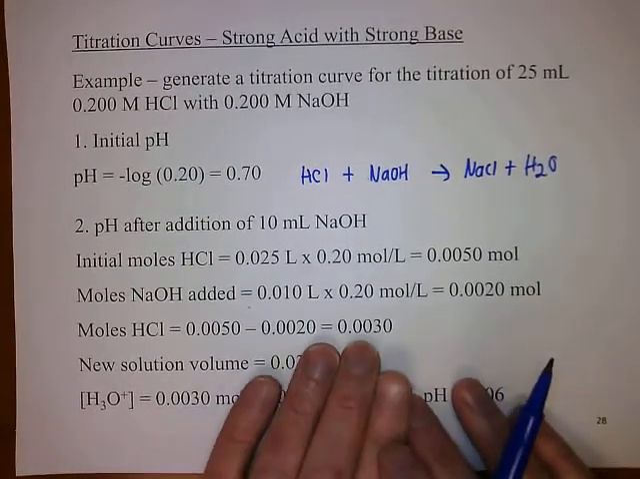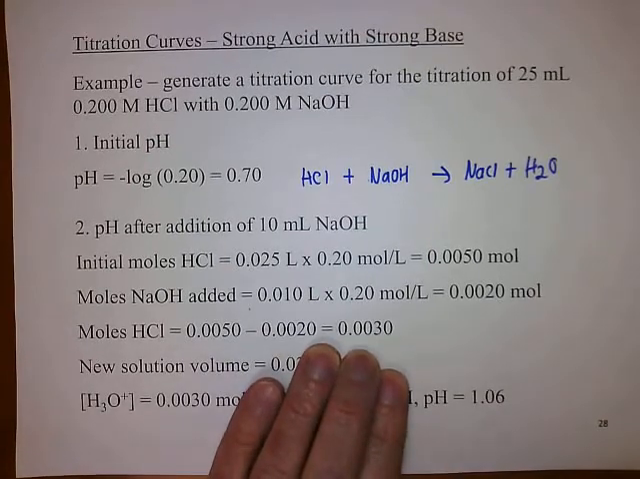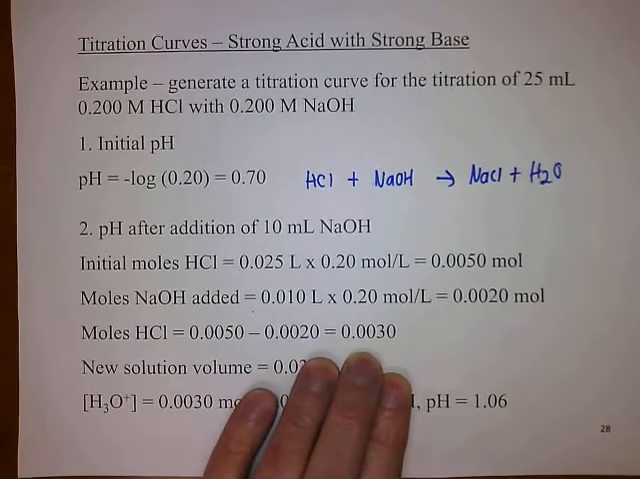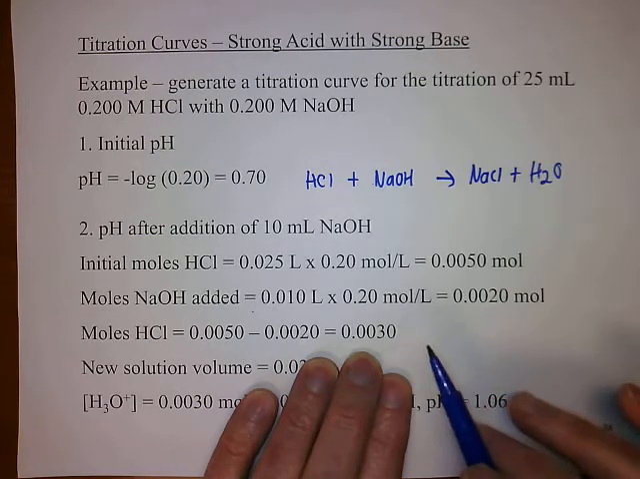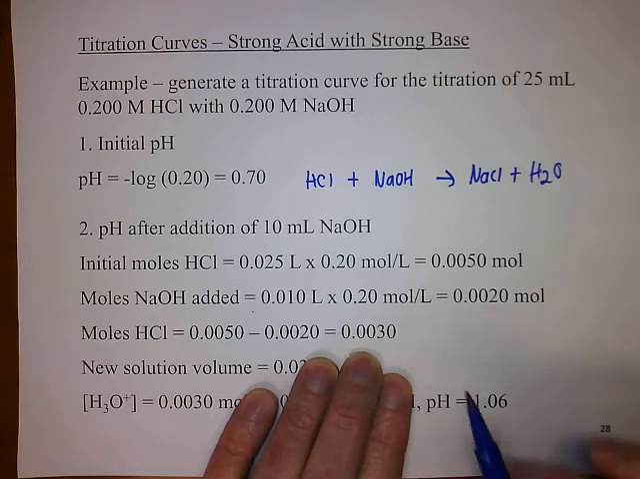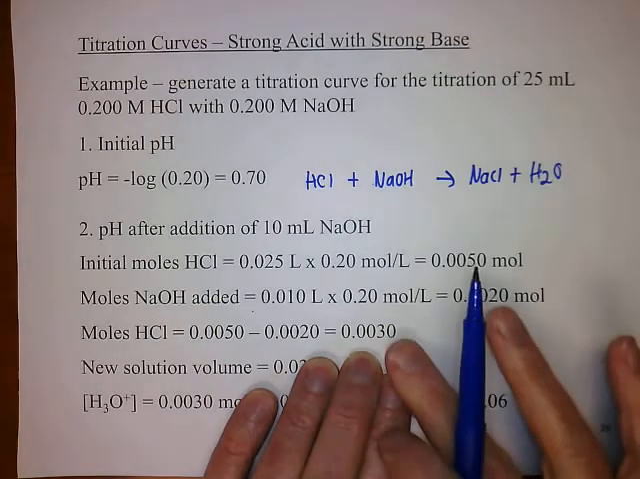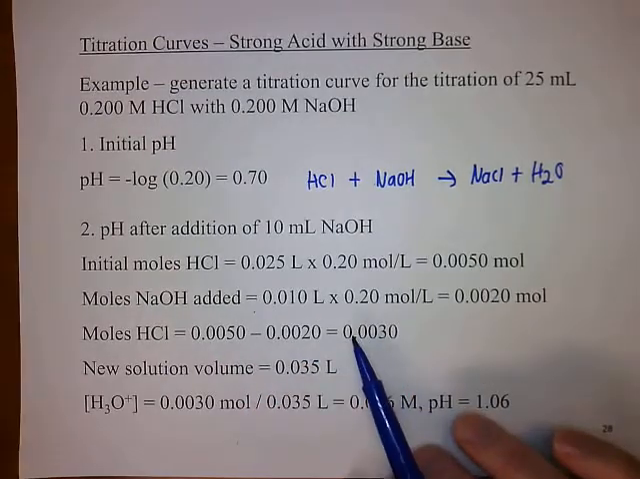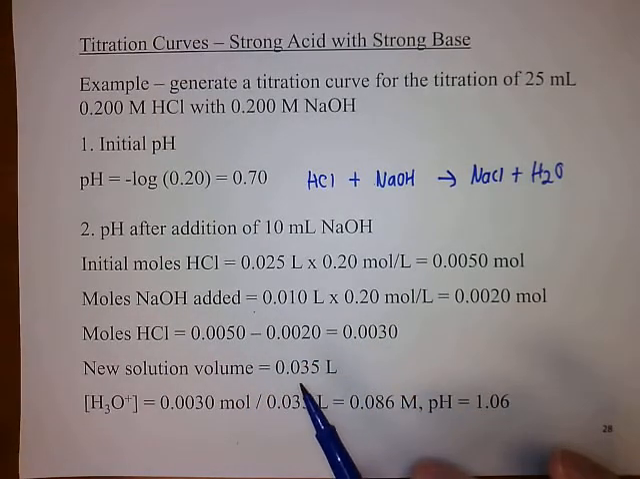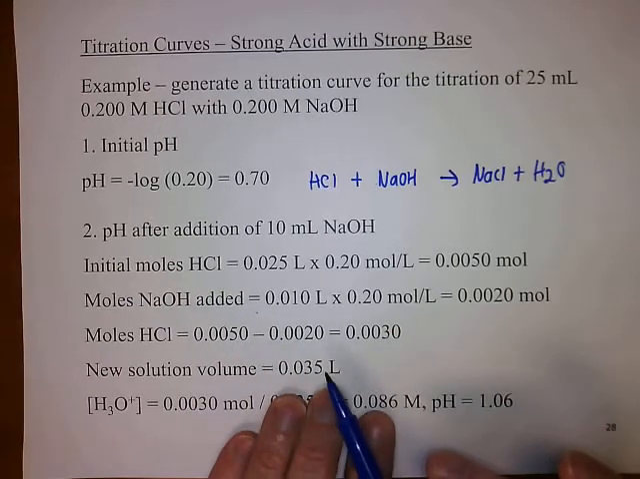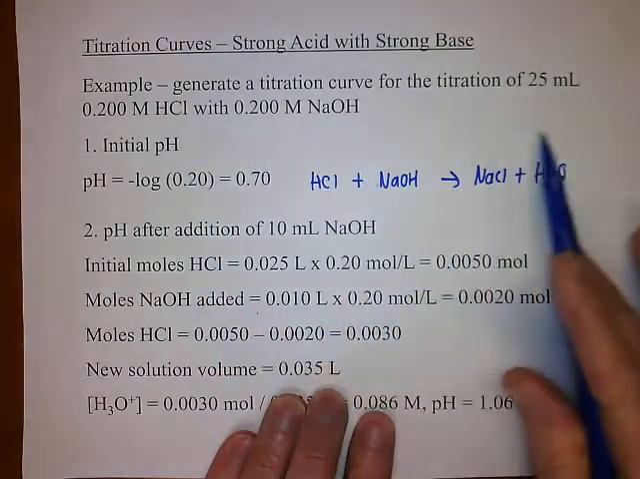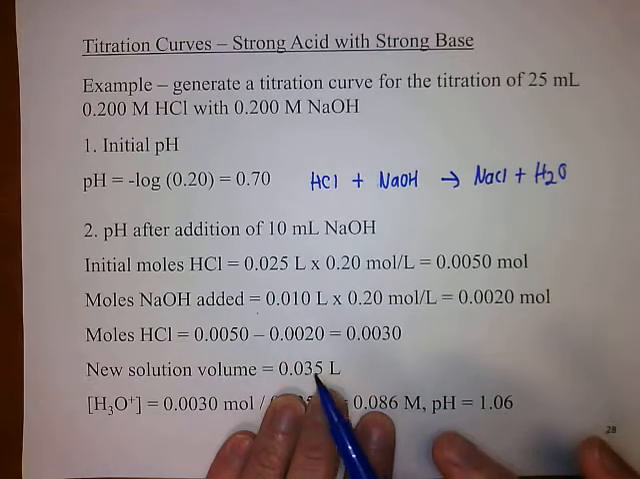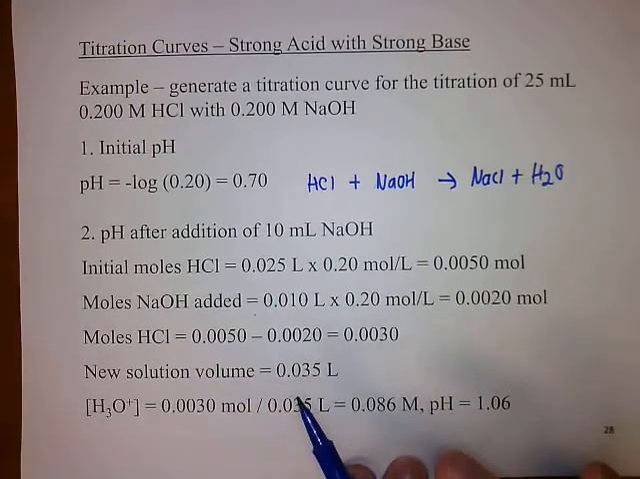0.0030. Now, we can't quite take the negative log of this to get our answer because that's moles. And pH is the negative log of the hydronium ion concentration, so we have to divide this by the volume to convert it into a concentration. Okay, so what's our volume? Our new solution volume is 0.035 liters. How did I get that? We started with 25 mL of the acid, and we've added 10 mL of the base, so our new volume is 0.035 liters.